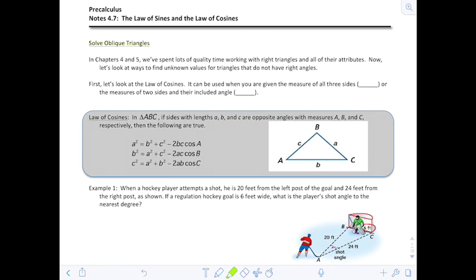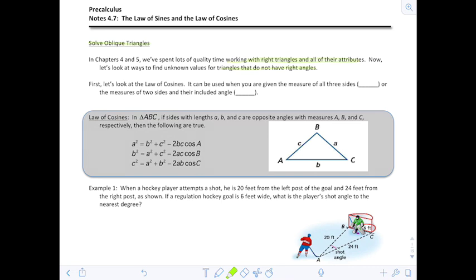So we're going to use some trig still so that we can find the values of the sides and the values of the angles. And we're also going to see some formulas where we have the area that we can find for these oblique triangles. So in chapters 4 and 5, we spent lots of time working with right triangles and all of their characteristics. But now we're going to look at ways to find unknown values for triangles that do not have right angles. So we're still going to use law of sines and cosines, but these will be oblique.